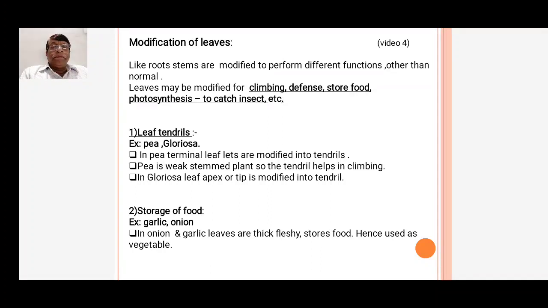Let us study the modifications. In pea, the leaves are unipinnately compound. The terminal leaflets are modified into tendrils, which help in climbing or give support to the plant body, because the stem is weak.